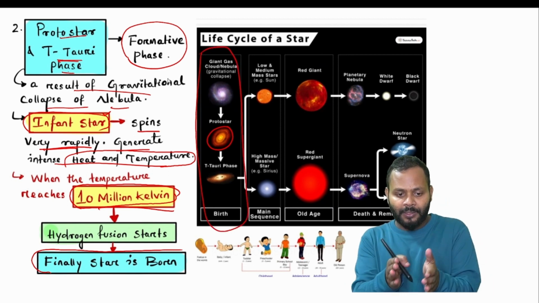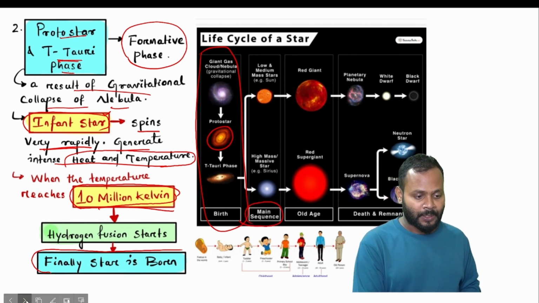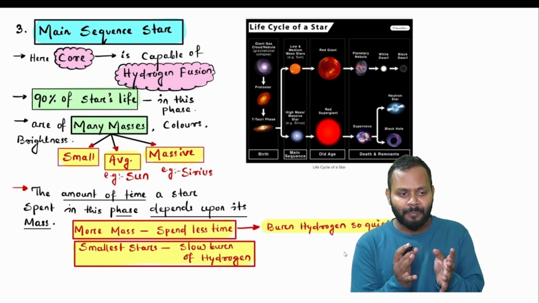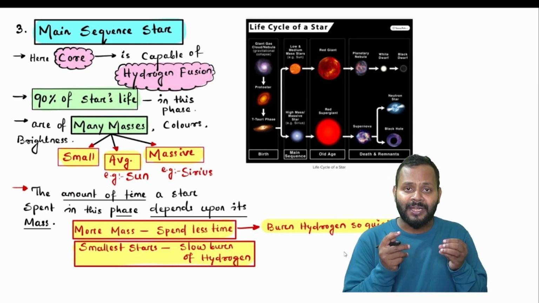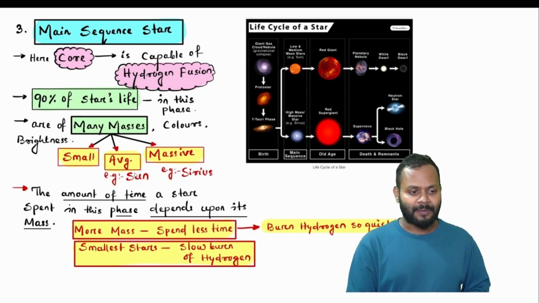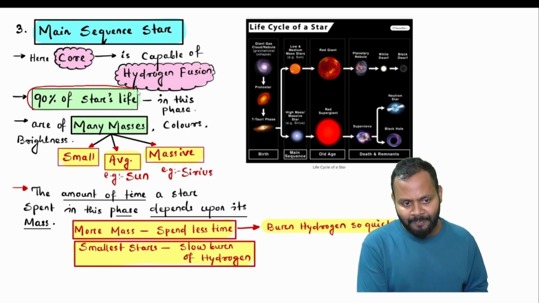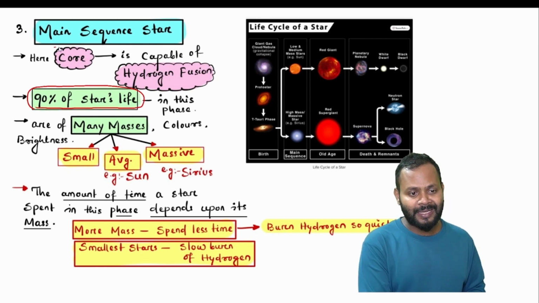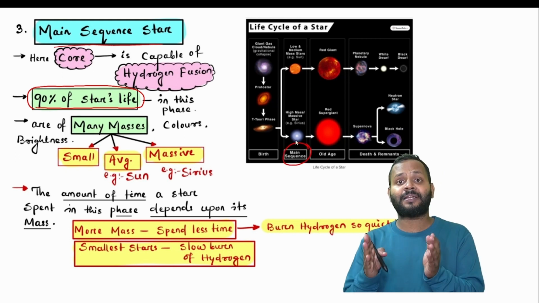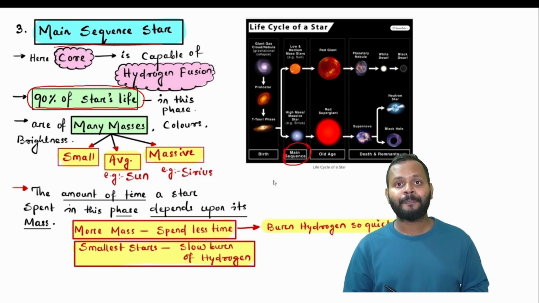After the birth of the star, we get the main sequence. We'll see exactly what the main sequence is. In the main sequence, the star lives most of its life. If I say the star lives 90% of its life in the main sequence, this is the phase where we see 90% of the star's life.